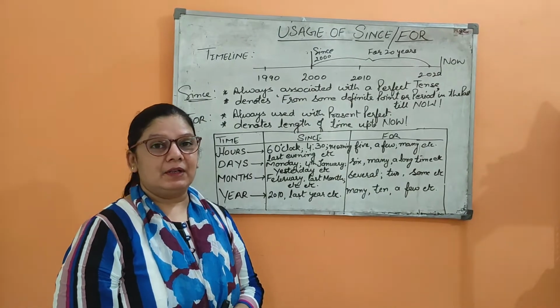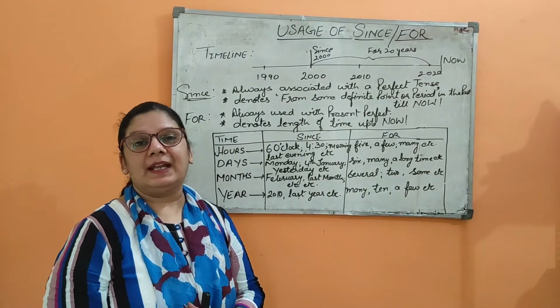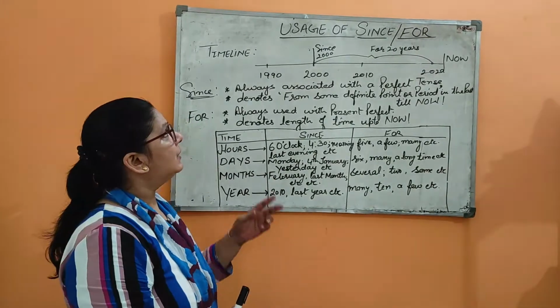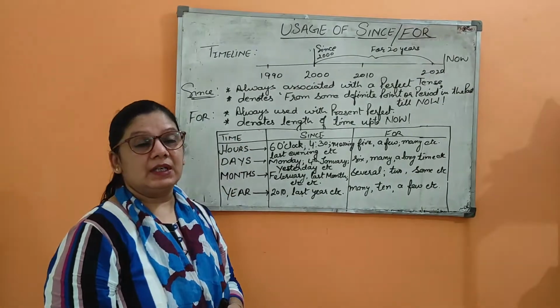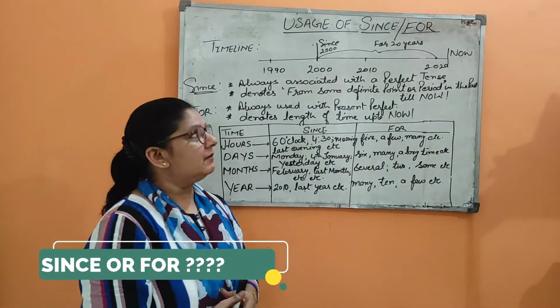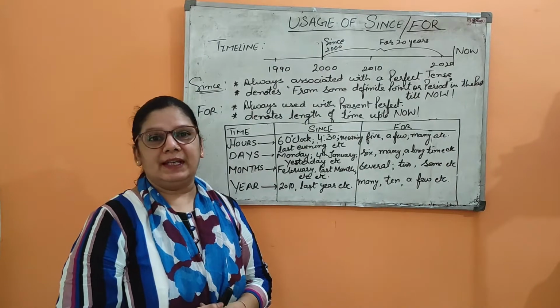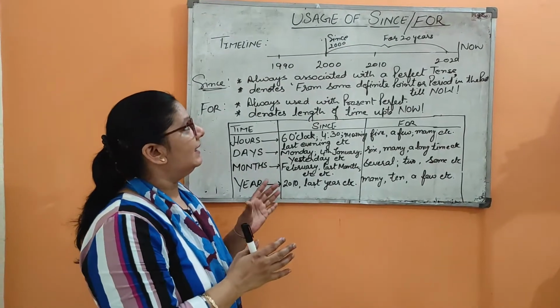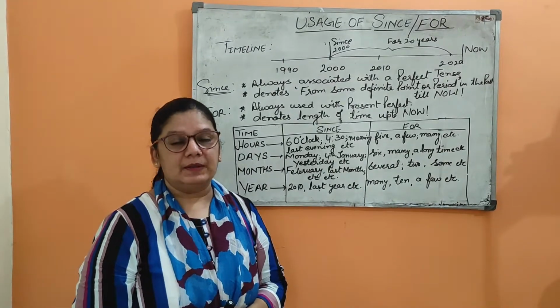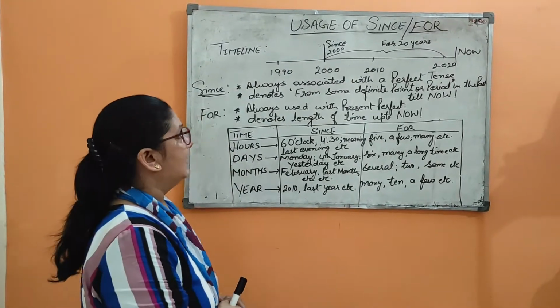Today we are going to learn about a very important aspect of English communication, and these two words are often used. These are since and for. While we talk to anyone, we make many errors while using them. So I want to make clear the concept, where to use since and where to use for. So let us start without wasting any time.